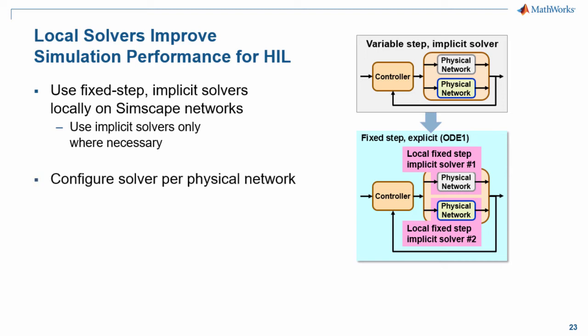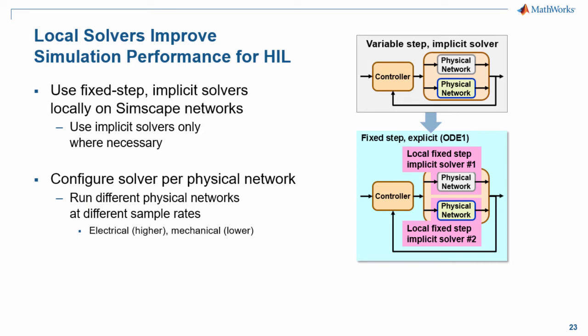By configuring a solver per physical network, we can also run the different physical networks at different sample rates. So for example, an electrical network could be sampled at a higher rate and a mechanical one at a lower rate, reflecting the natural frequencies of each system.